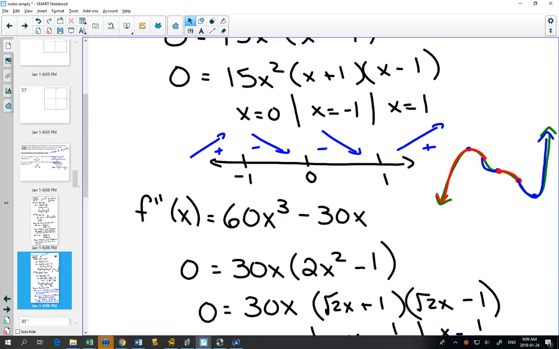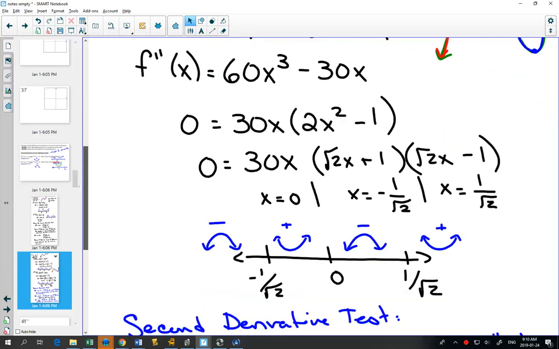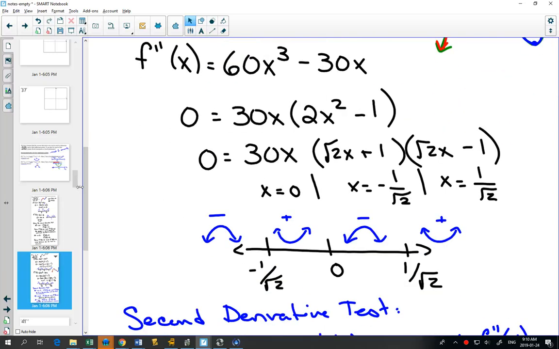When you plug an x value into your original equation, you get a y value that's a point on your graph. When you plug an x value into your derivative, that tells you where things are increasing and decreasing, and that's just for this sign diagram. When you plug in x values into your second derivative, that tells you where it's concave up and concave down. So to find a point on your graph, you're always going back to your original function.